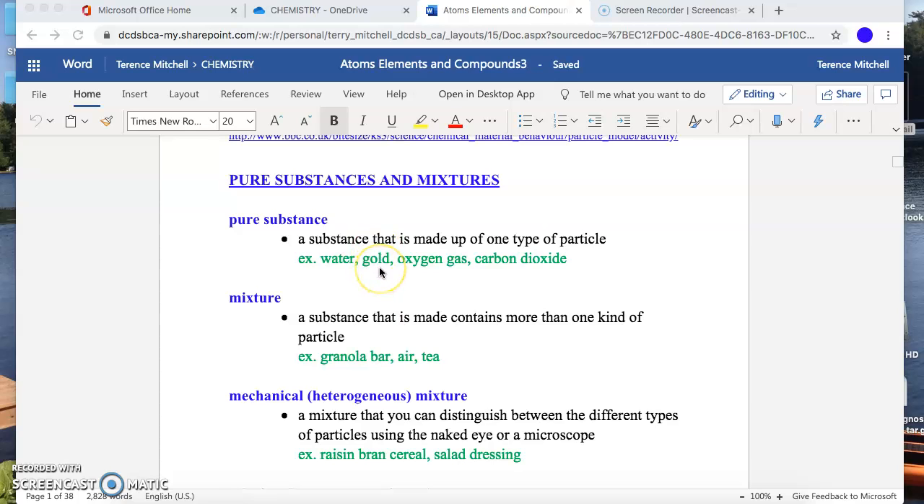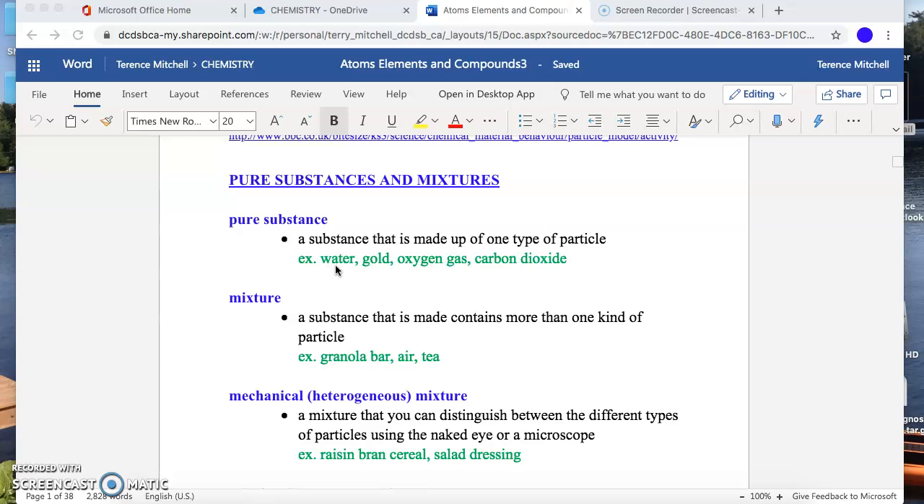Now, gold is made up of one thing and one thing only, gold particles, or gold atoms. Water is made up of two things, hydrogen and oxygen. And when that hydrogen and oxygen bond together, we get water. However, if in a container you have just water particles, then it is pure. Now, finding pure substances is often very tough.